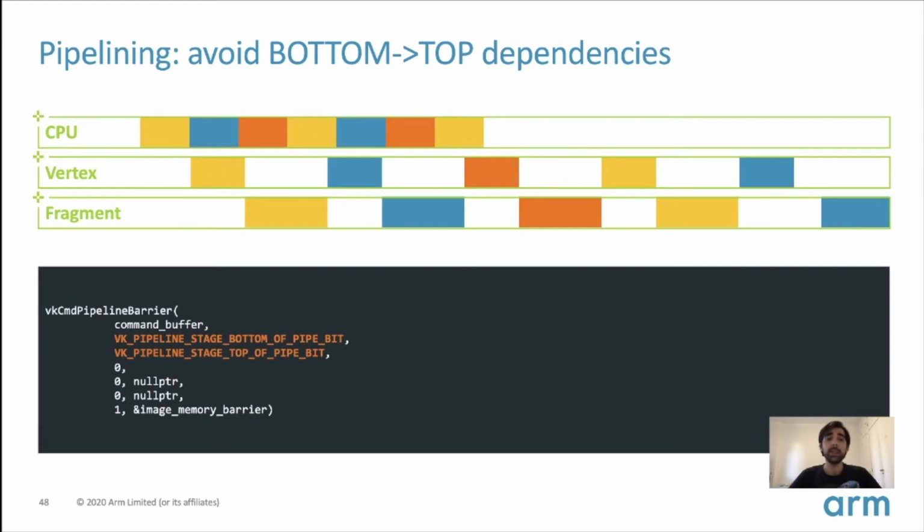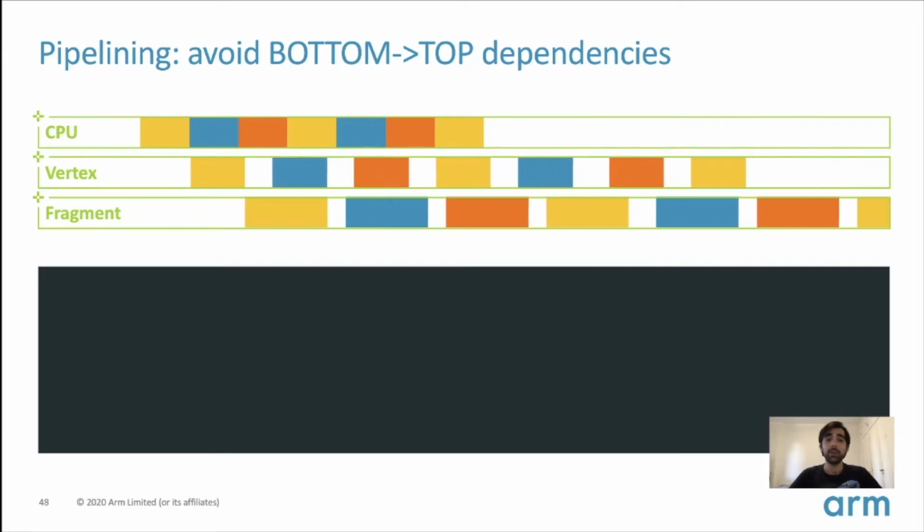This means that all the work that we submit after the barrier must wait at the beginning of the pipeline. That is, it must not do anything until all the commands before the barrier have reached the bottom of pipe stage. That is, until they have reached the end of the pipeline. So this means that nothing from the second render pass may execute until everything from the first render pass has completed. And this is introducing these big gaps between the render passes, or bubbles, which is very inefficient.